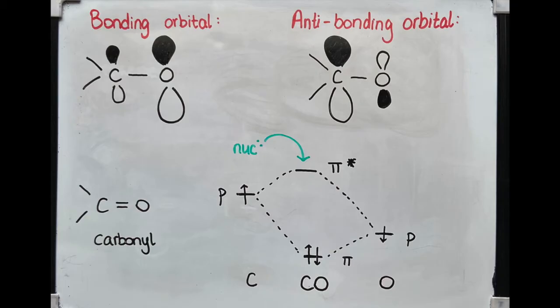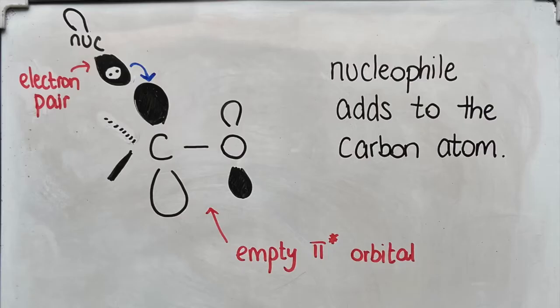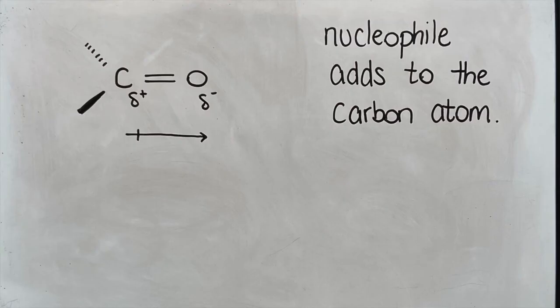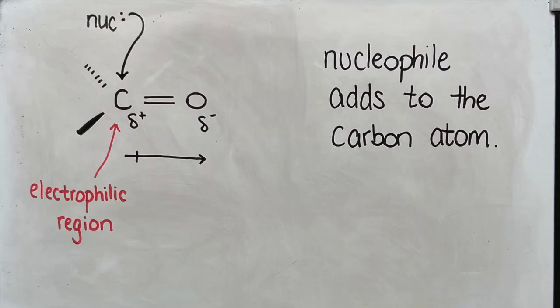In any nucleophilic addition reaction, a pair of electrons can be added into the pi star anti-bonding orbital. Therefore, the nucleophile will always add to the carbon, not the oxygen. This concept is reinforced by electronegativity. The carbon is slightly positive, and the oxygen is slightly negative. The carbon center will be the electrophilic region where a nucleophile will add to.